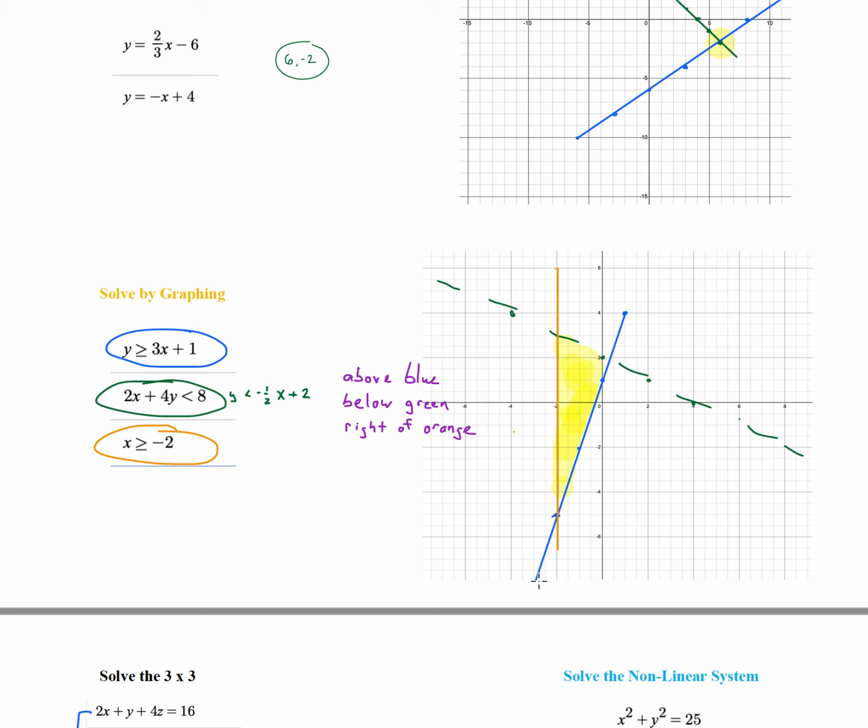Okay, now let's think about the shading. If you go to the blue line and go up, you get this region. So all of this region is the blue. The green was down, so go to a green point and go down. So all of this is the green, and then x is greater than or equal to -2, so you need to be to the right. So I needed to be above the blue, below the green, and right of the orange. And so the shaded region there is the solution set. So all of those points in there, all the points on the blue line, all the points on the orange line, all the yellow points, and just make sure you don't include points on the green.